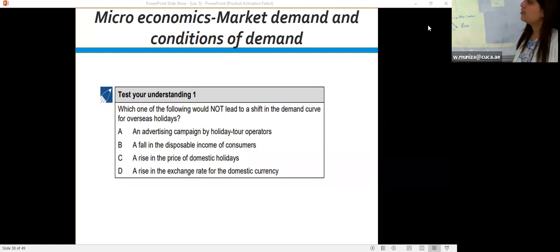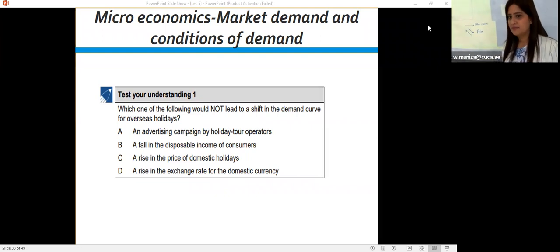A rise in the exchange rate for the domestic currency. What does that mean? The demand will be contracted. This is not going to shift the demand. For the overseas holidays, it will be contracted because the exchange rate for the domestic currency is now rising. The demand is going to be contracted.